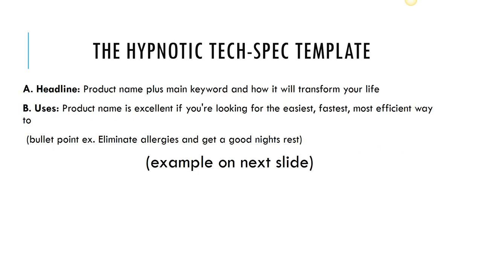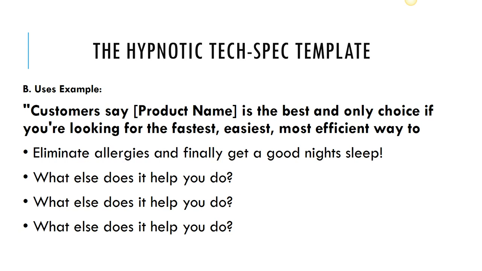Okay, so we're going to do the product name plus the main keyword and how it will transform your life. The product name is excellent if you're looking for the easiest, fastest, most efficient way to. So there's a bullet point example right there, and it says fastest way to eliminate allergies and get a good night's rest. Okay, you can use "customers say." Okay, product name is the best and only choice if you're going for the fastest, easiest, and most efficient way to. Make bullet points here. Like see here, you would say eliminate allergies and finally get a good night's sleep. What else does it help you do? Tell them what else it helps them do.